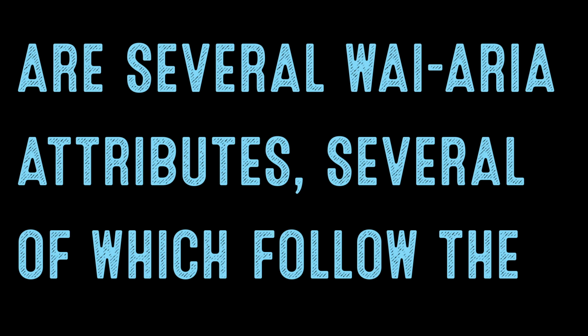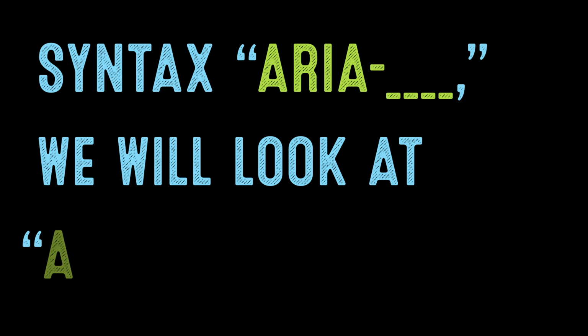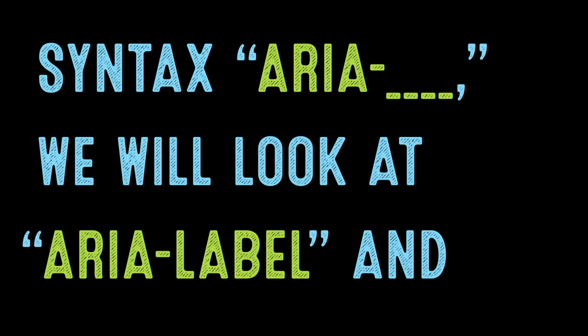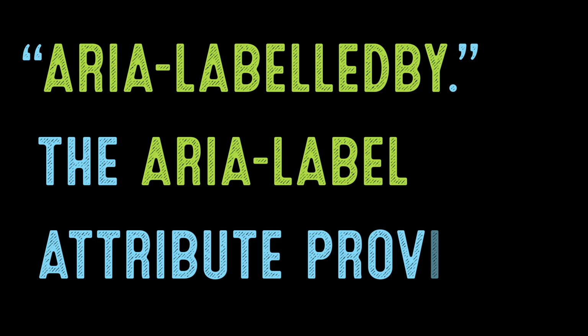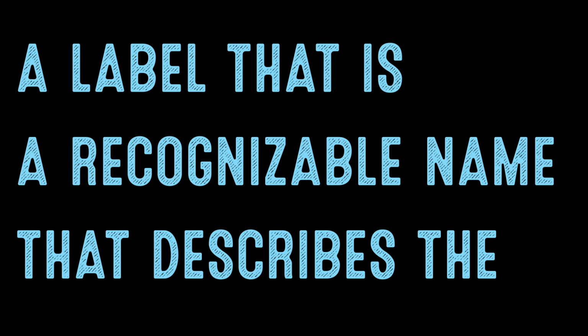While there are several WAI-ARIA attributes, several of which follow the syntax aria-blank, we will look at Aria Label and aria-labelledby. The Aria Label attribute provides a label that is a recognizable name that describes an object. Here is an example.